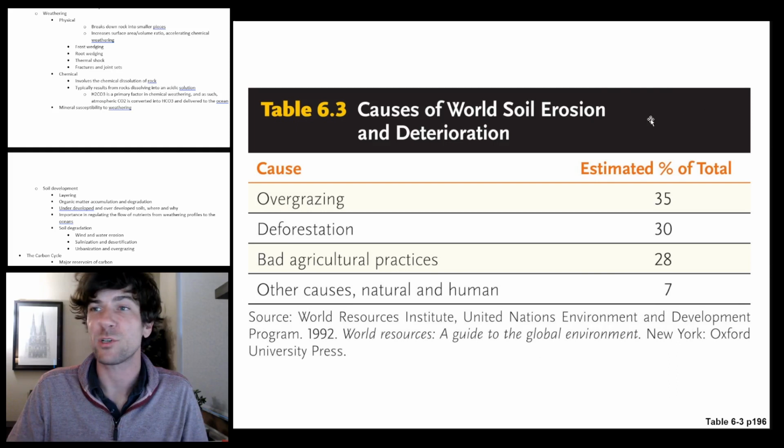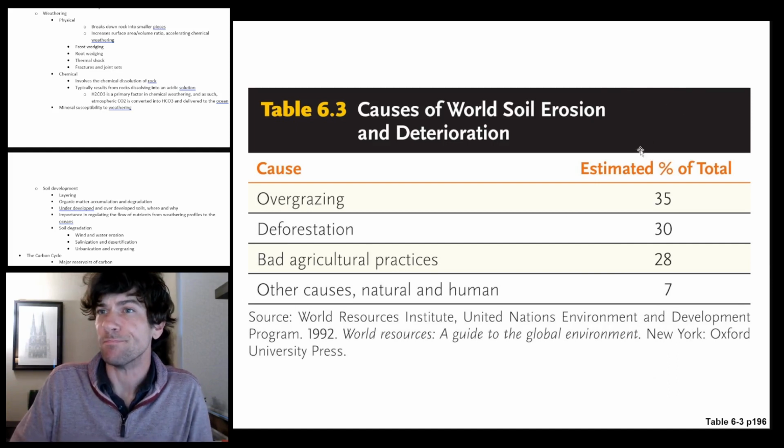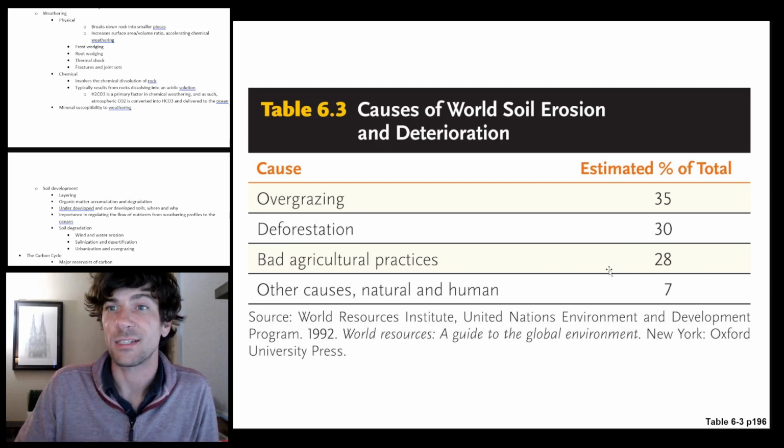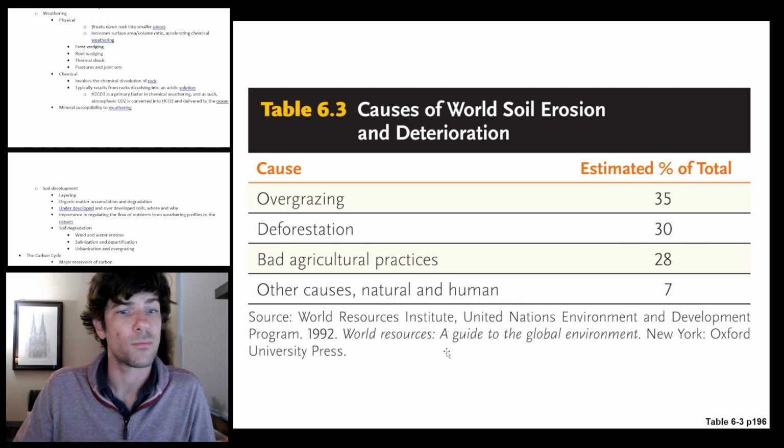This last slide captures the recent progression of soil degradation and erosion. Deterioration is the word that they're using here. This is from 1992, it appears, so these numbers may have changed quite dramatically, but I would imagine they haven't changed that much. At that point, about 35% of soil erosion was caused by overgrazing, 30% due to deforestation, 28% due to poor agricultural practices, and 7% was other causes, both natural and human. So even less than 7% of soil erosion and deterioration is due to natural causes, whereas we're causing a lot of it. So it's a big issue.